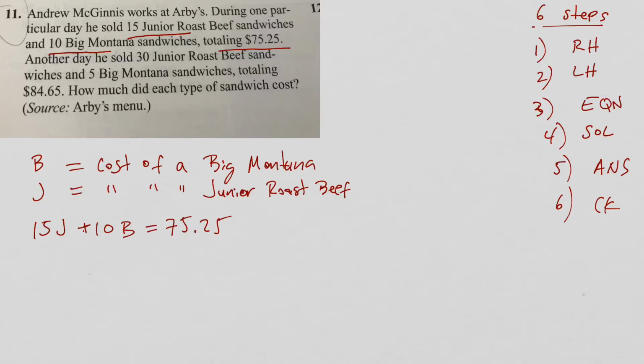this is $75.25. That's one equation. The second equation is that 30 junior roast beef and 5 Big Montanas added up to $84.65. So 30 junior roast beef plus 5 Big Montanas was $84.65. Now, I can either bring my J's to 30 or my B's to 10. I'm going to decide to bring my B's to 10. So, if I multiply this one, I don't multiply this one by anything.